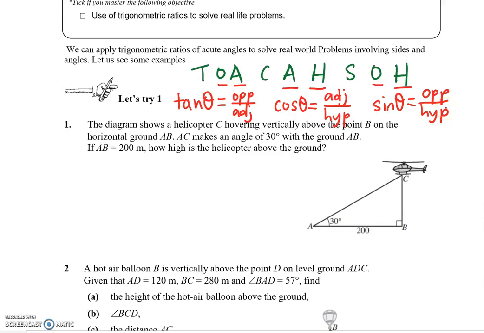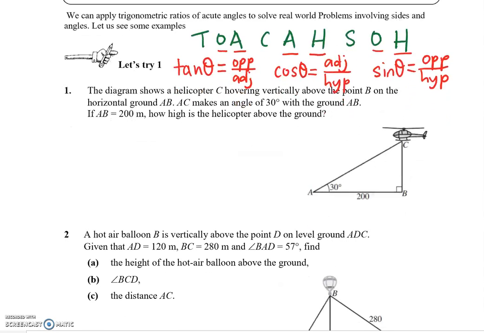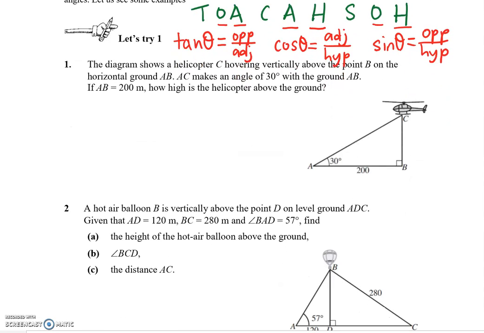So we will need to refer to this a few times, because in each example we will see some right angle triangles where we will need to use TOA CAH SOH accordingly. So let's try one. Here the diagram shows a helicopter C hovering vertically above the point B on a horizontal ground AB. AC makes an angle of 30 degrees with the ground AB. If AB is 200 meters, how high is the helicopter above the ground?